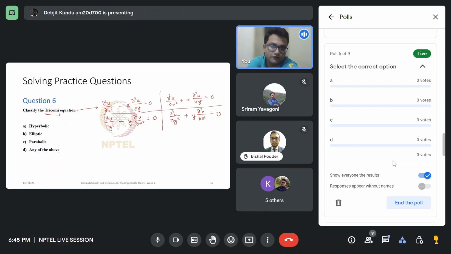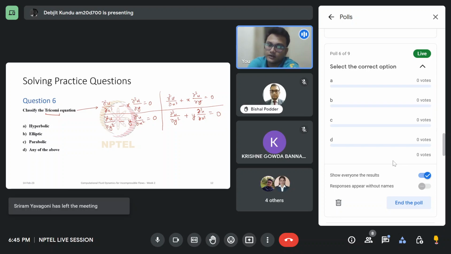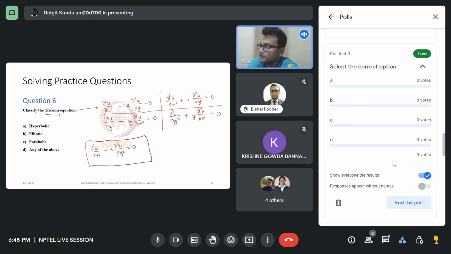So all these four forms are valid. You can take any one and try to approach the answer. So is it hyperbolic, elliptic, or parabolic, or option D, any of the above? Forget about all this, consider only one. Let's say we will consider the first one only: minus x into ∂²u/∂y² equal to 0. So focus on this equation and try to mathematically classify it as either hyperbolic, elliptic, or parabolic.